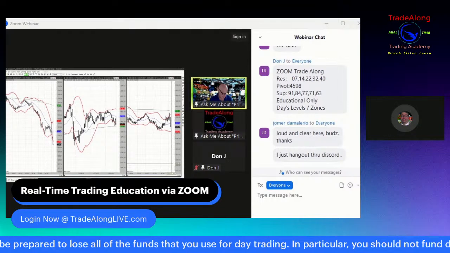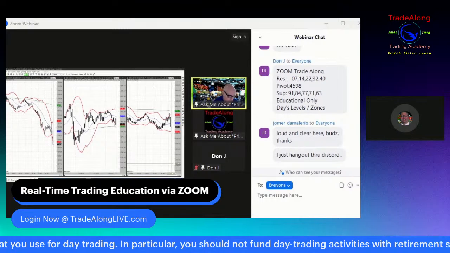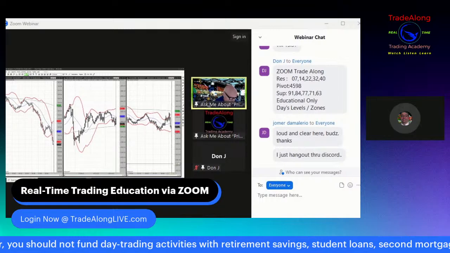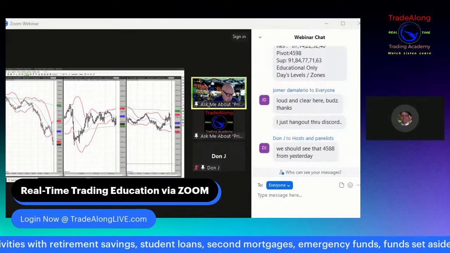This is an E-mini trade along that's on daily from 9 a.m. to 11:30. We're looking to focus on the S&P 500 E-mini, trade it well. If you're in a combine, great.